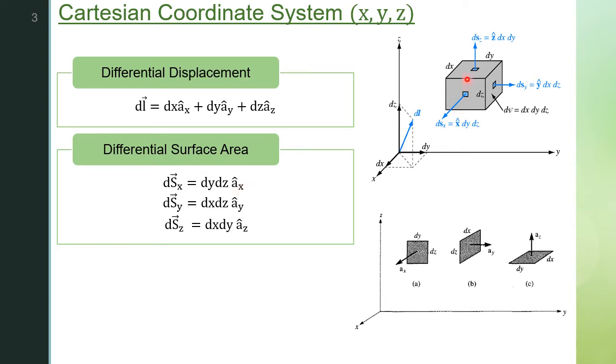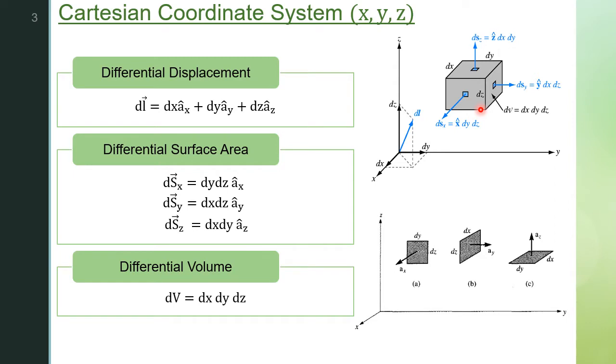Now, the volume of this cuboid structure is dx dy dz. The volume is a scalar parameter, but displacement and area correspond to vector parameters. And this figure shows the three areas which are taken out from the entire cuboid structure.